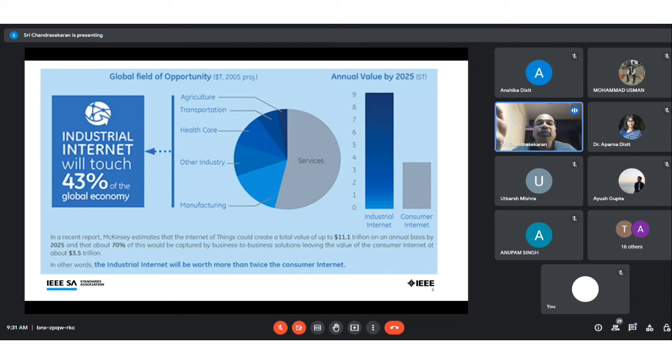So if you look at the bar chart on the right, the industrial internet usage is about 3 times more than the consumer internet, even though the number of consumers will probably be twice as much compared to the industrial. It's quite incredible, and this is a pretty old report, not a recent one. They say that it will touch 3.5 trillion. I think we are way beyond that, and 43% of the global economy, right?